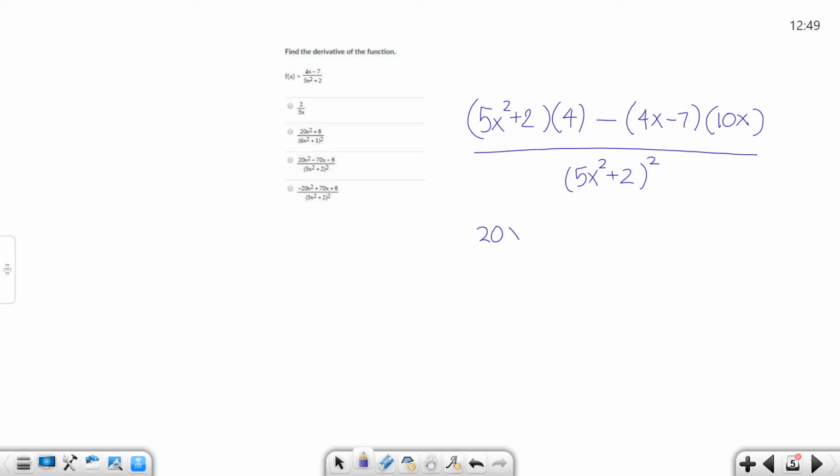We get a 20x squared plus 8. Now be careful, you have a 10x that you're multiplying through and a negative. So this is going to be a negative 40x squared plus 70x. Now I did my 10 and the sign at the same time, but we'd have negative 4 times 10 would be a negative 40, and two negatives would be a positive 7 times 10, and that would be a positive 70.